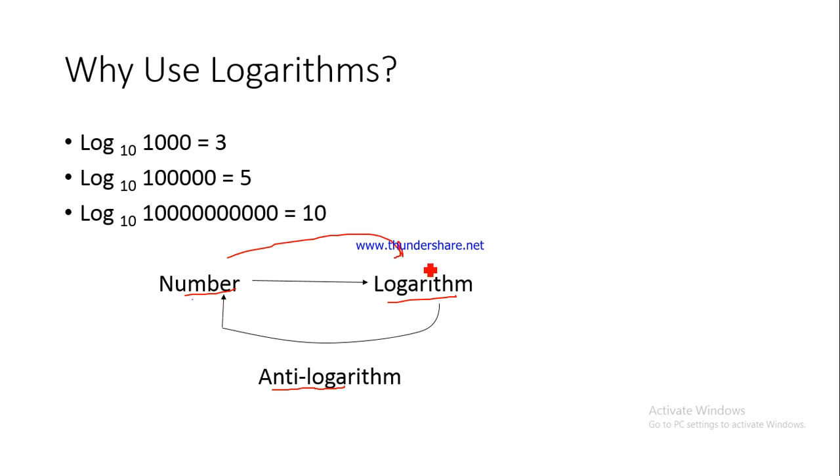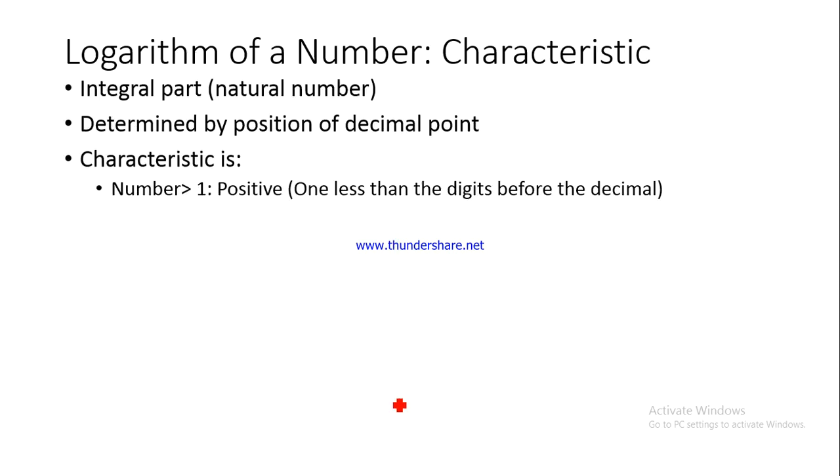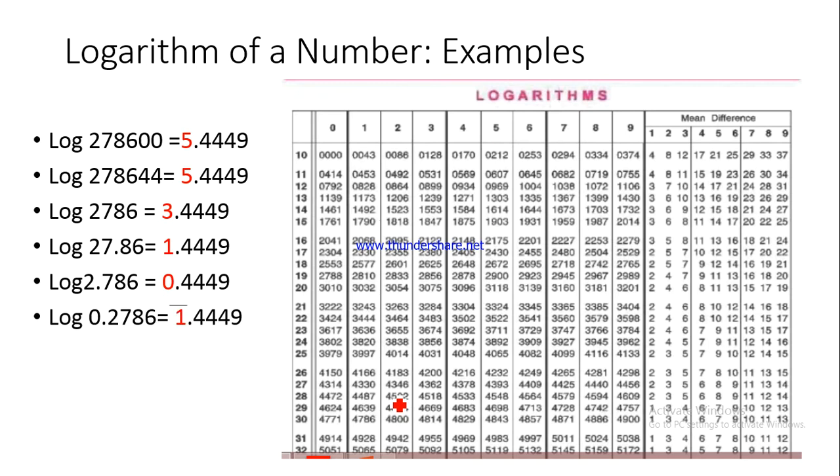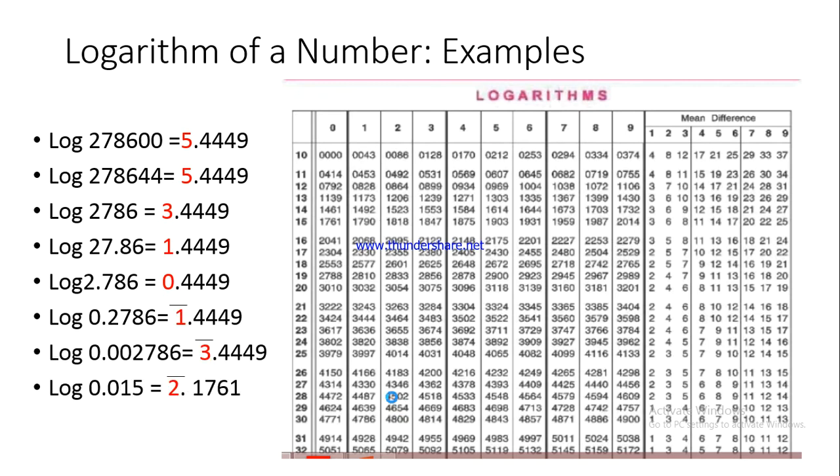So basically the number gets converted to logarithm, and now suppose you only have this value and you want to find out the actual number, then you will have to apply anti-logarithms. Is this fine? So this is how logarithms and anti-logarithms are connected. And now let us discuss how to find out the anti-logarithm.